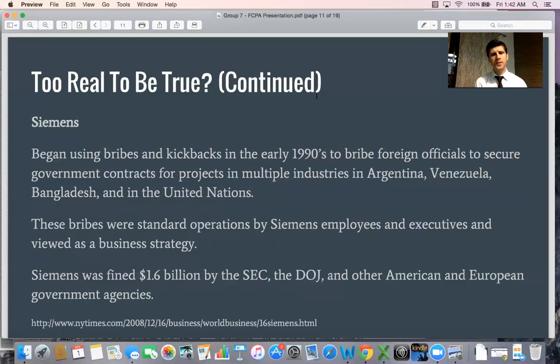Eventually, Siemens settled for $1.6 billion with U.S. and European government agencies. In addition to this, they spent over $1 billion in internal costs just to manage the investigation process. And it's a very extensive process.